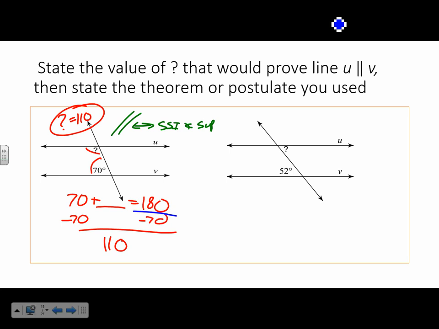However, this one, these are alternate interior angles, so they have to be congruent. So to make those parallel, that question mark would have to be 52 degrees. And again, that's the parallel if and only if alternate interior angles are congruent, not supplementary.